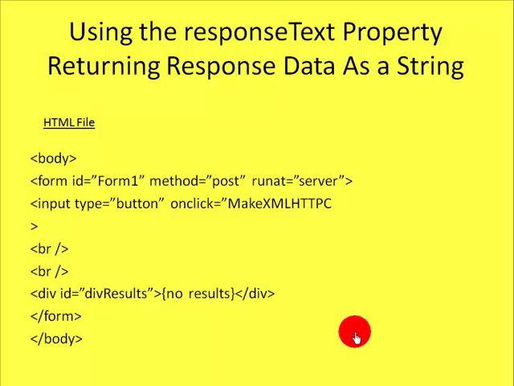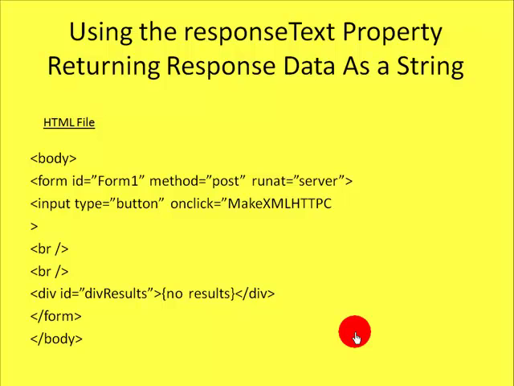First property is responseText. The response data in here returns the response data as a string. Second property is responseXML. This property returns the response data as an XML document.